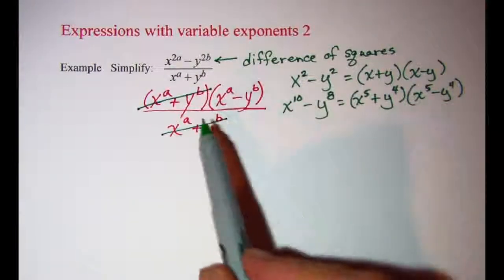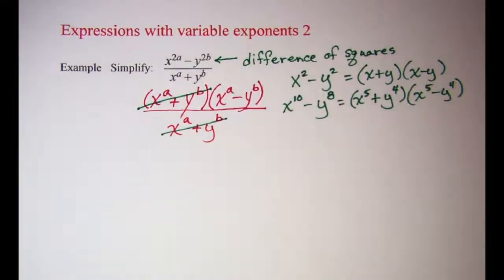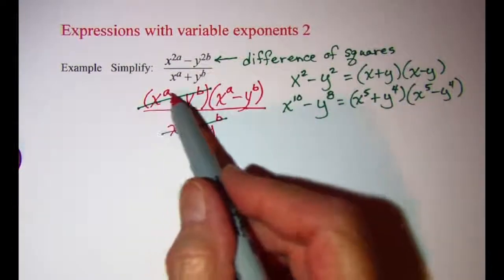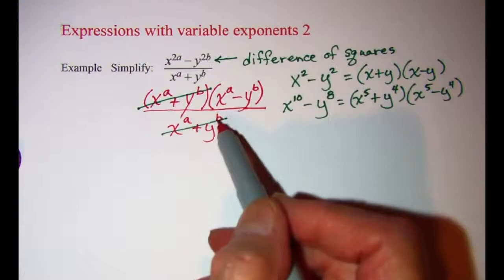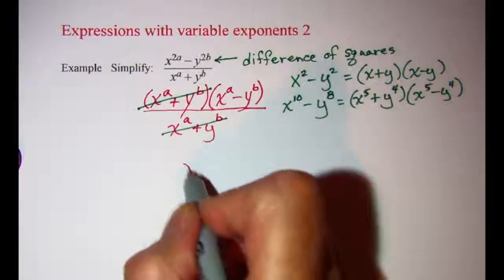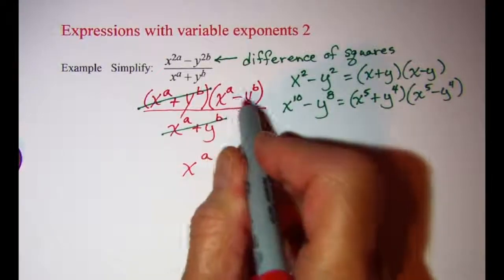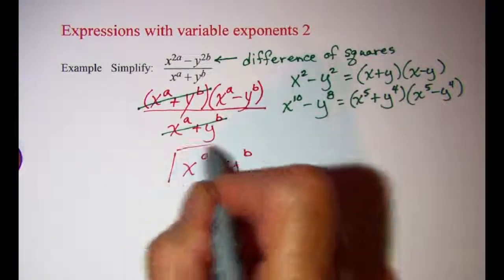Never ever cancel just terms. Okay? So with that whole binomial, x to the a plus y to the b over x to the a plus y to the b, that's equal to 1. And so I end up with x to the a minus y to the b as my answer.